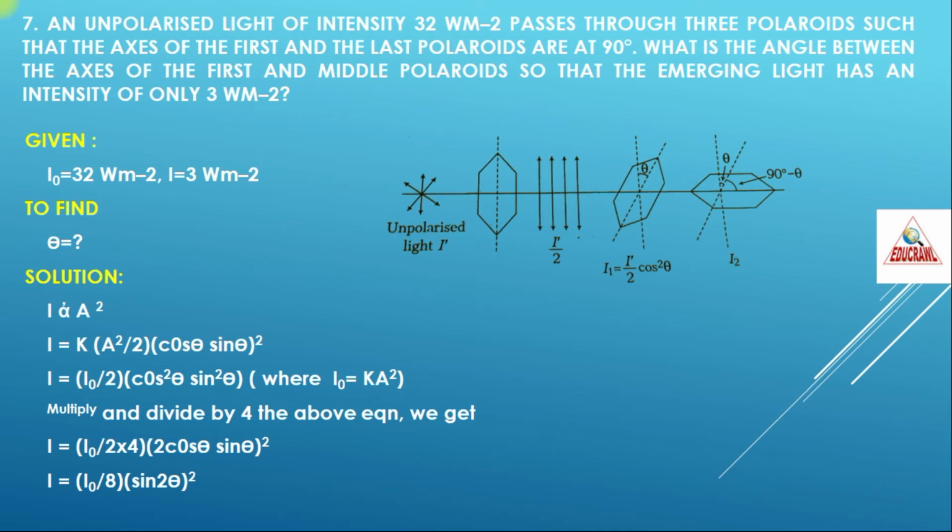Hence the equation becomes I is equal to I naught divided by 2 into cos square theta into sin square theta. Here once again on the right-hand side we multiply and divide by 4. Hence we get I is equal to I naught divided by 2 into 4, and the 4 in the numerator we are taking inside the square. Hence it becomes 2 cos theta sin theta the whole square. 2 sin theta cos theta the whole square is written as sin 2 theta the whole square. Hence I is equal to I naught divided by 8 into sin 2 theta the whole square.